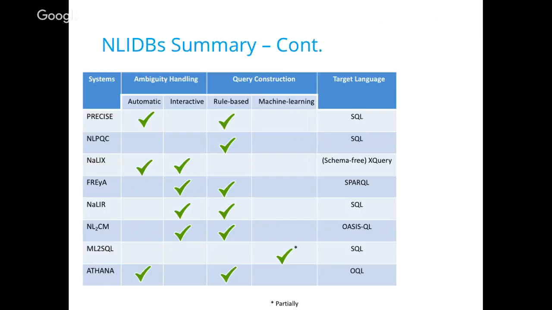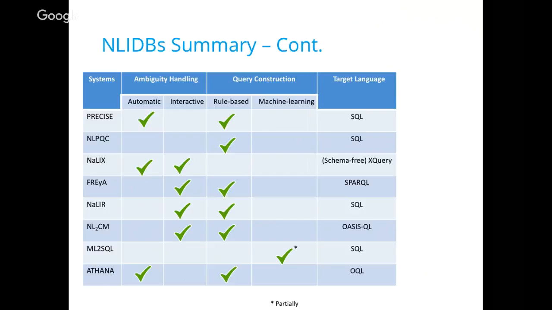For ambiguity handling, most of the systems, very interestingly, try to do it in a more interactive manner. Some systems try to do it more automatically. Some combine both, which I think makes sense because we can probably not resolve everything in one shot, right? But at the same time, you always want to leave the option open to get the input from the user.